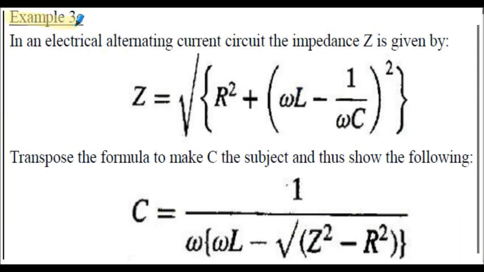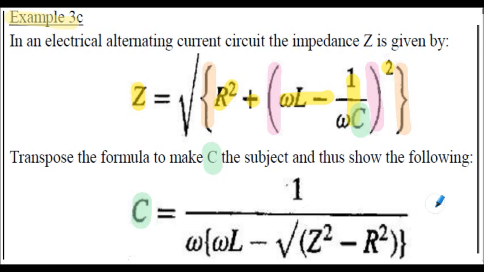Here's example 3. This has an electrical context, but again, we're primarily interested in the transposition process. The formula for impedance, Z, is the square root of, in brackets, R squared plus, in another bracket, omega L minus 1 divided by omega C, and that bracket's all squared. Notice again, different style brackets have been used, but that's purely to aid your ease of understanding of the formula as presented. We're asked to transpose the formula to make C the subject, and the solution is given here.